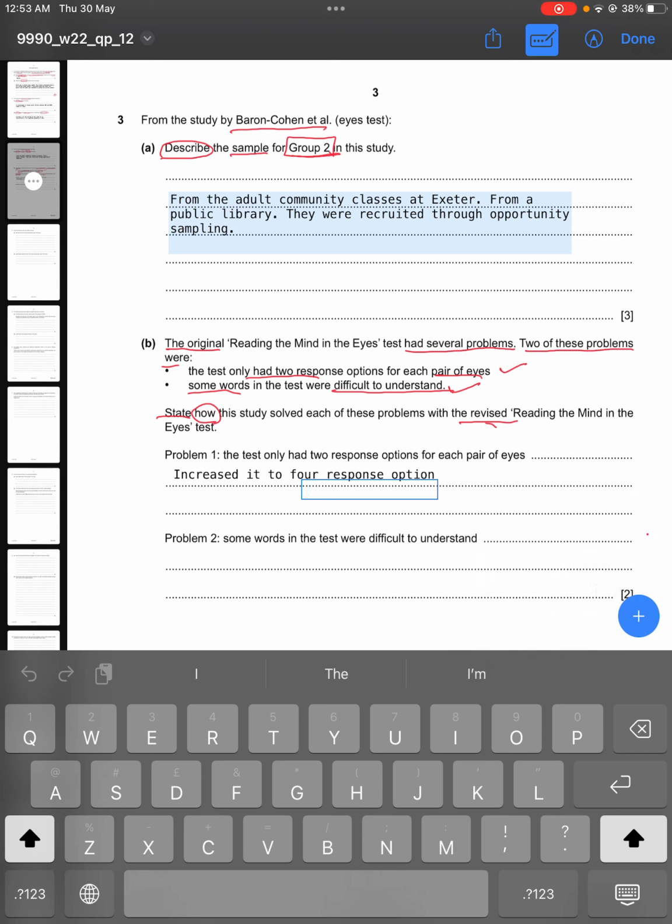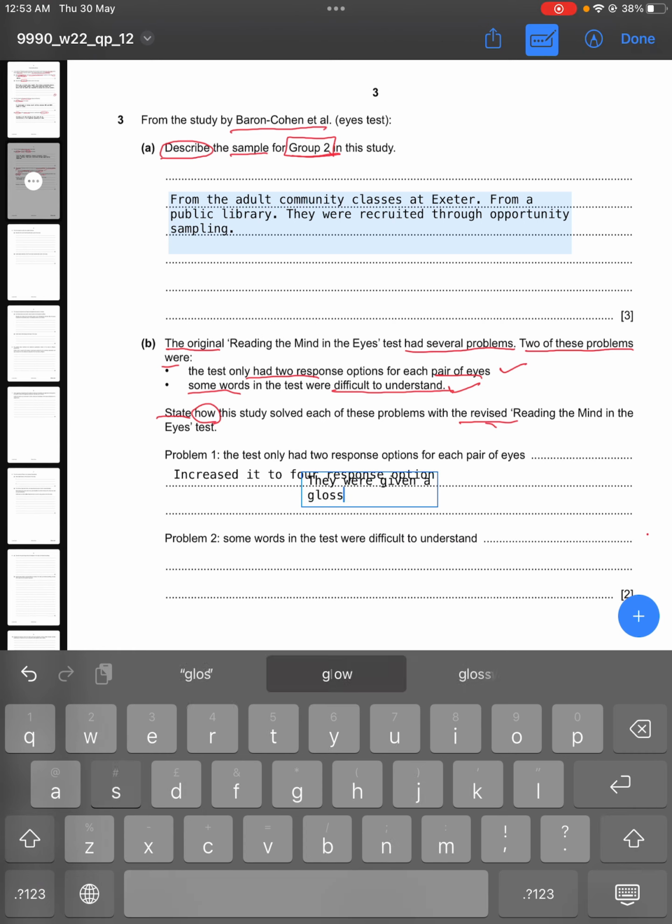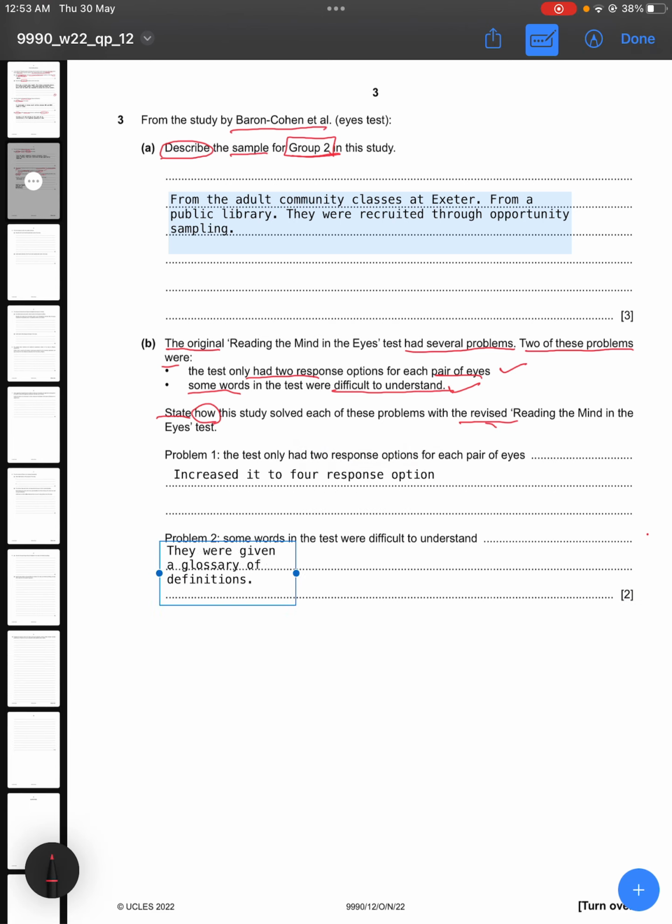And problem 2 says some words in the test were difficult to understand. So what was the solution to that? It was that they were given a glossary of definitions so that they can understand the meanings of each word.